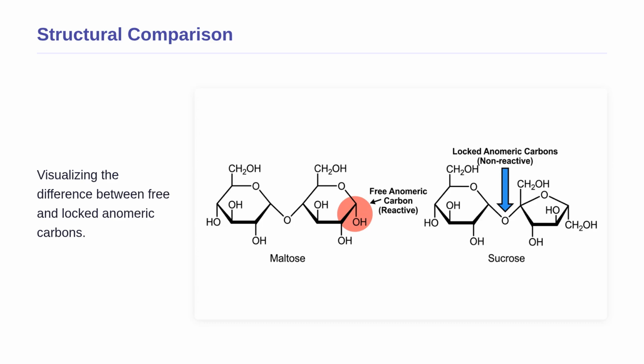To solidify everything we have discussed, let us look at this structural diagram. On the left, you see the molecule of maltose. Notice the red circle highlighting the free anomeric carbon on the far right. This is the hemiacetal group that can open up. On the right, you see sucrose. The blue arrow points directly to the center where the two rings are joined. Both anomeric carbons are locked together in that central bond. This visual perfectly captures the fundamental difference between a sugar that can react and one that cannot.